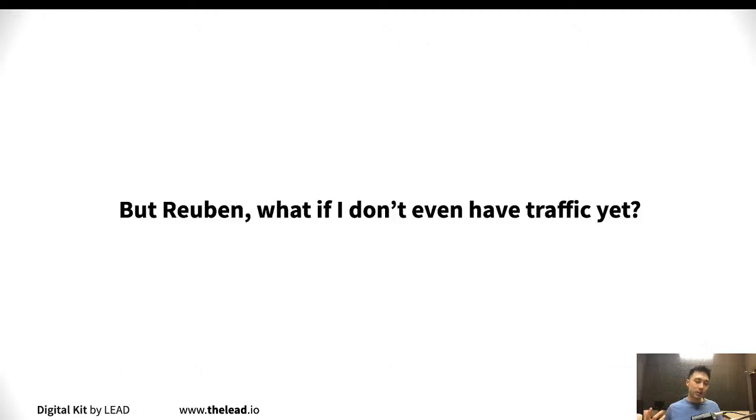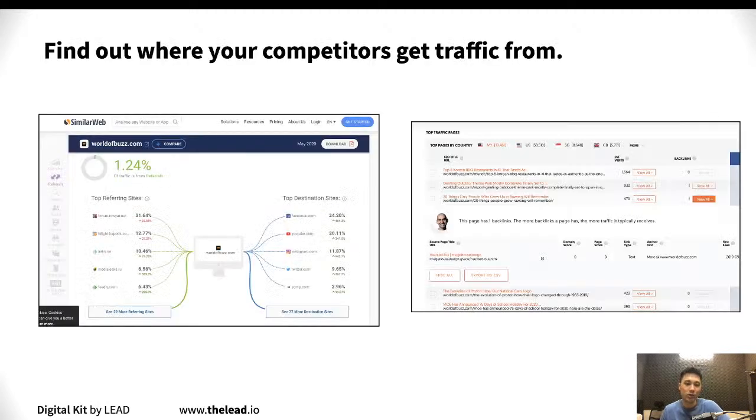Now, the next thing is, some of you might say, hey, Ruben, I just started off last week or yesterday or today. What if I don't even have traffic yet? What can I do? What can I get started with? So my answer to you is to use tools like similarweb.com and also ubersuggest.com to find out where your competitors get traffic from. Let's just say you are someone who's just starting off with your e-commerce site, and you are up against a few competitors that you know are doing really well, and you're wondering where do they get their traffic from. So two tools that you can use today are similarweb.com and also Ubersuggest.